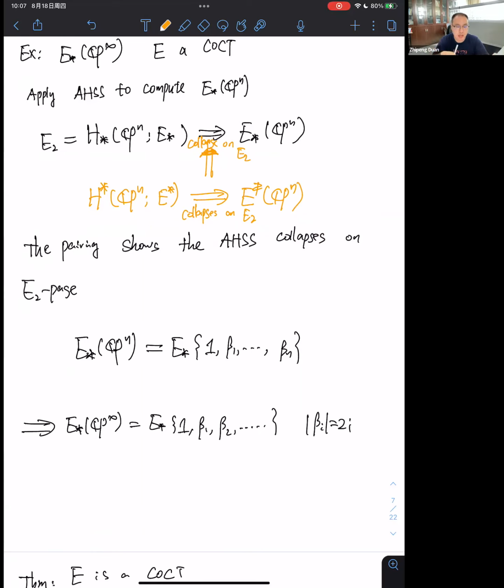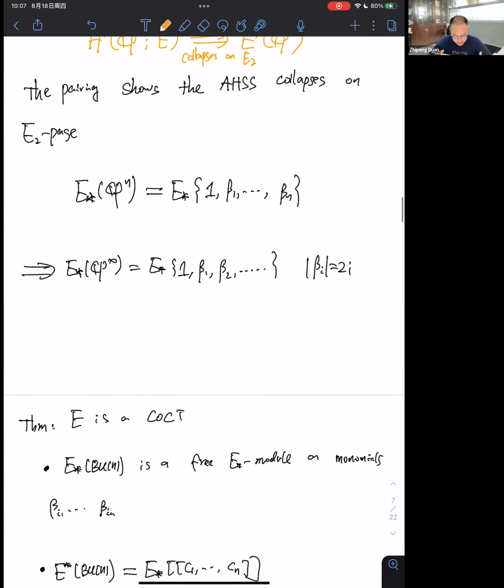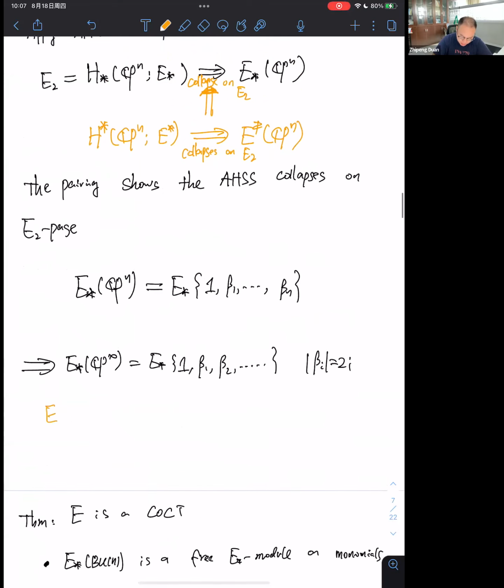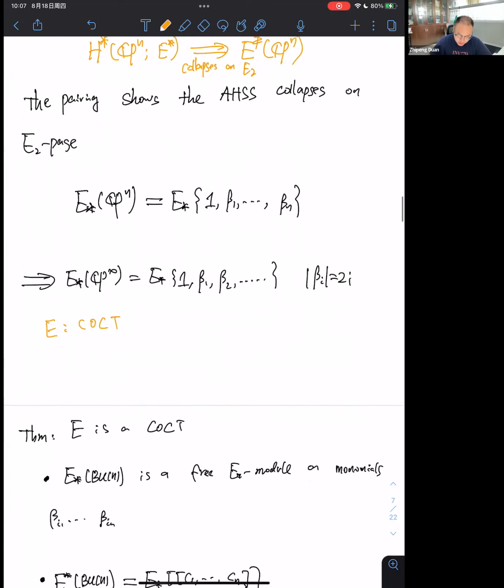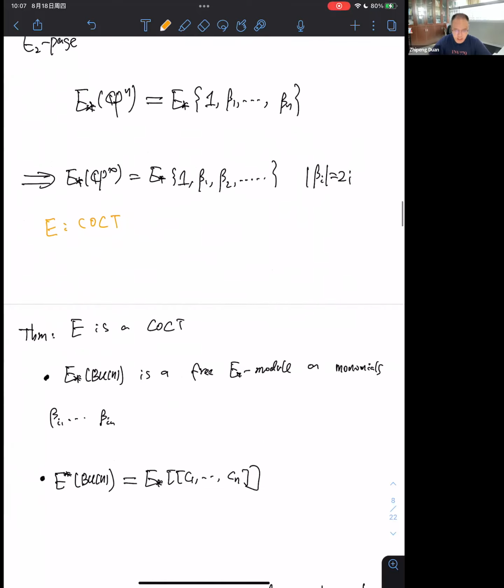tensor product with the coefficient E star. So in other words, the generalized homology of CP infinity is a free E star module on generators 1, beta 1, beta 2, and so on, with the degree of beta i being 2i. And here E is complex oriented. Okay, so this is a warming up as a basic example.